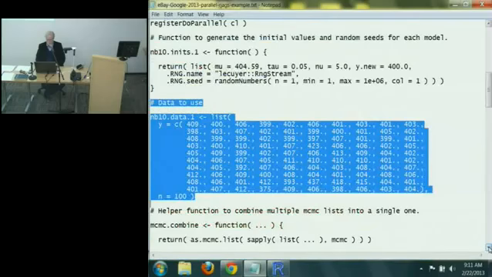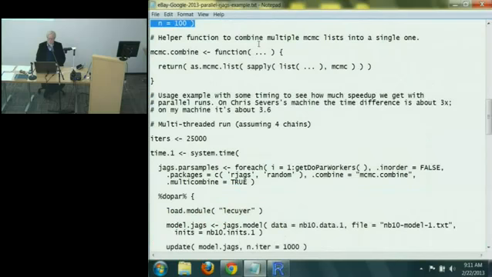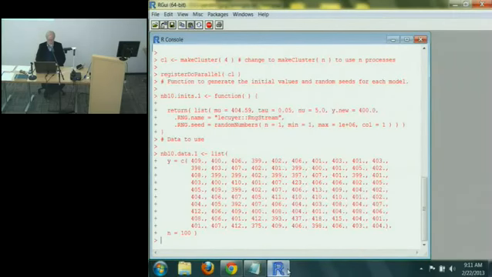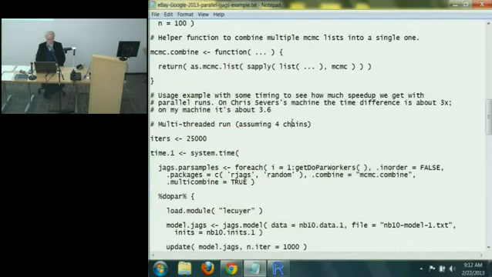And now he's written a helper function to combine multiple MCMC lists into a single one. So we'll define that function as well. And then we're about to run the NB10 example with a burn-in of 1,000 and a monitoring run of 100,000. And when we're using 4 chains, we're going to give 25,000 iterations to each chain after its own burn-in.